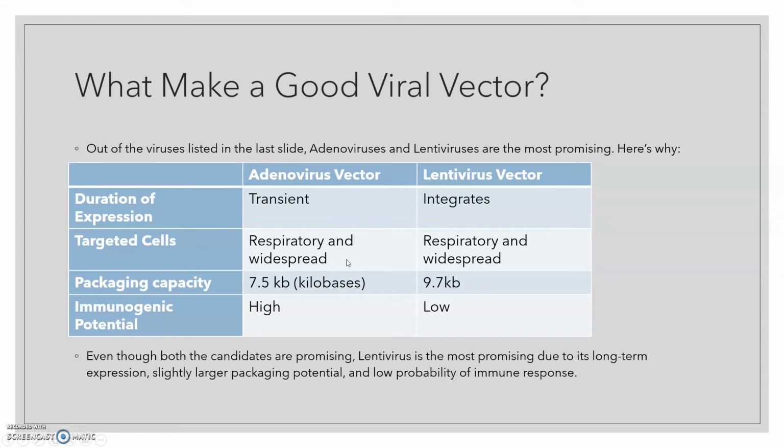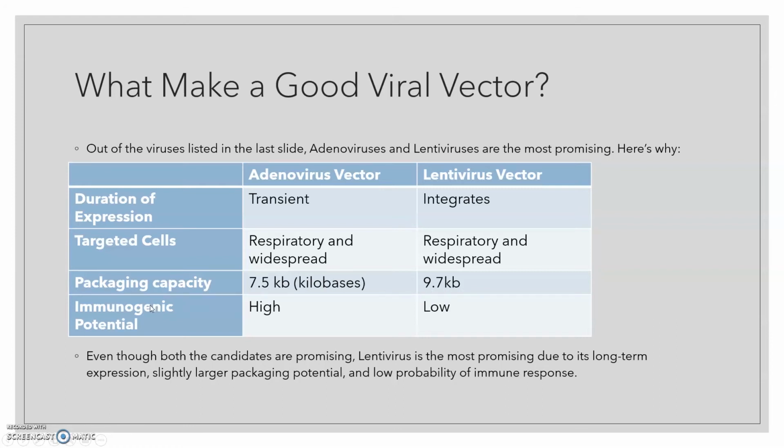reapplied. Targeted cells, both of them are respiratory and widespread, meaning they could infect the respiratory cells and also other cells in the body. Packaging capacity, this is how much space the vector has to hold therapeutic gene material. And for the adenovirus, it is 7.5 kb, which stands for kilobases, and for the lentivirus, it is 9.7 kilobases.